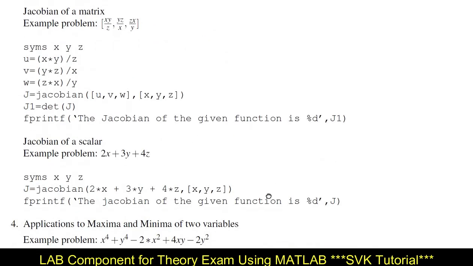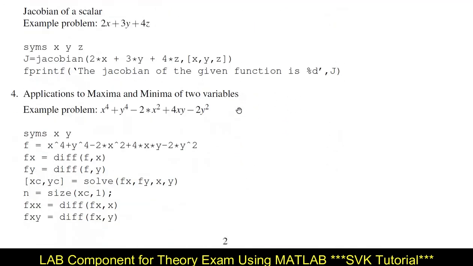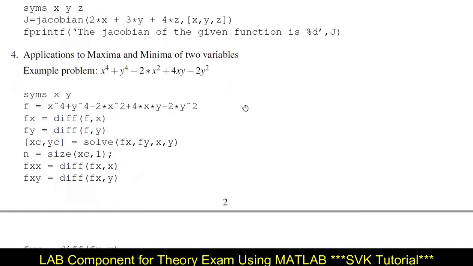So the Jacobian of a scalar I have defined here. If you want, you can refer to this. For a scalar quantity I have defined it here. You can also refer to it. So moving on to maxima and minima of two variables.